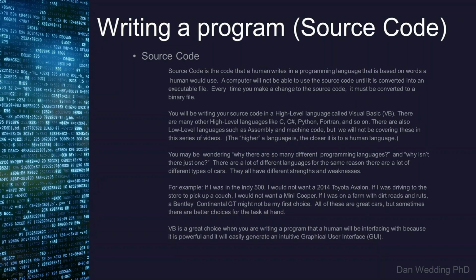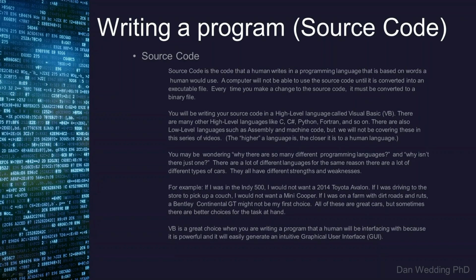You may be wondering, why are there so many different programming languages? And why isn't there just one? There are a lot of different languages for the same reason there are a lot of different types of cars. They all have different strengths and weaknesses. For example, if I was in the Indy 500, I would not want a 2014 Toyota Avalon. If I was driving to the store to pick up a couch, I would not want a Mini Cooper. And if I was on a farm with dirt roads and ruts, a Bentley Continental GT might not be the best choice. All of these are great cars, but sometimes there are better choices for the task at hand.